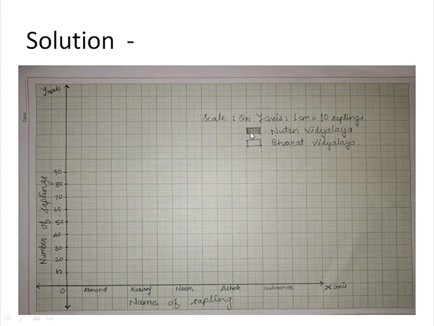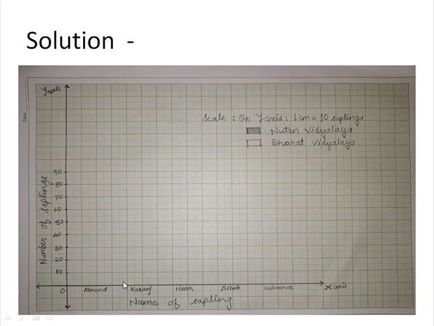Now we will decide the texture for the bars for Nutan Vidyalaya and Bharat Vidyalaya. I am shading the bar that we will draw for Nutan Vidyalaya, and I will keep the bar for Bharat Vidyalaya blank. You can take any other texture for the bars, or you can use any color.